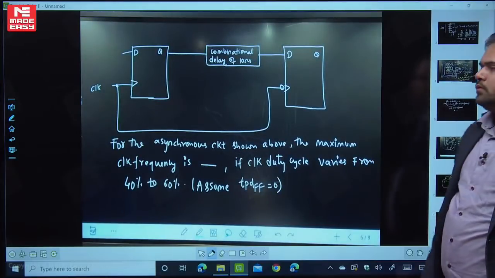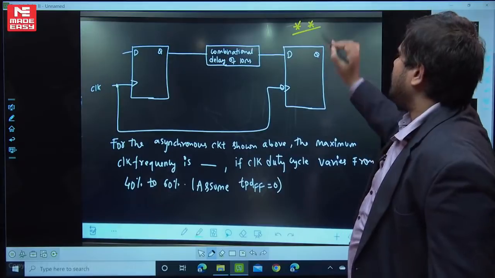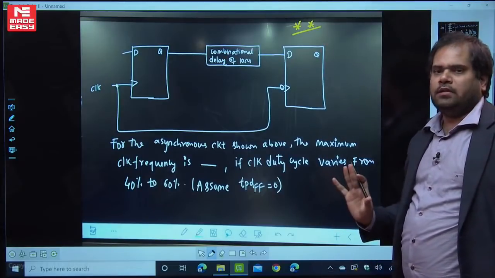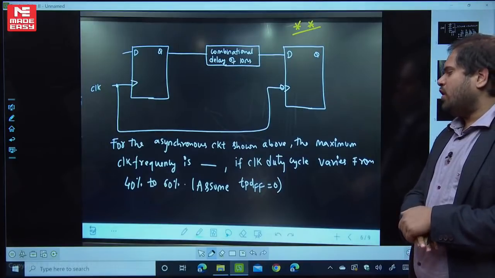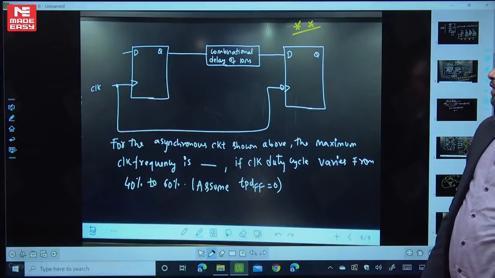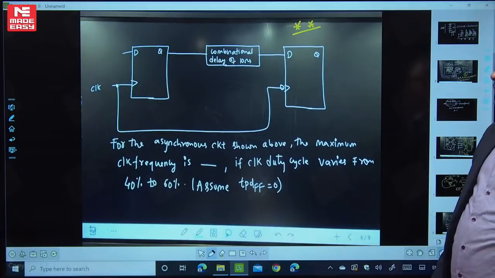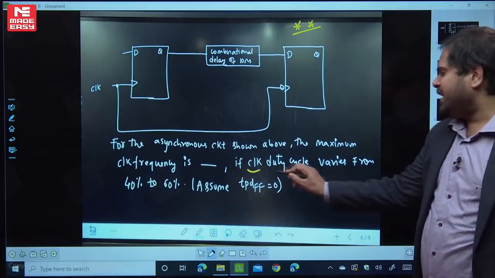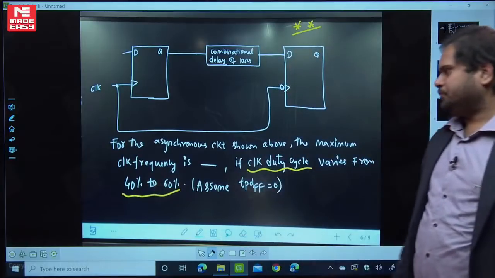Now let's come to some interesting questions. This is mostly important for EC. Please go through the question for a moment. Read the question once. What is it giving? For the asynchronous circuit shown above, it says asynchronous. The maximum clock frequency is being asked, if the clock duty cycle varies from 40% to 60%.